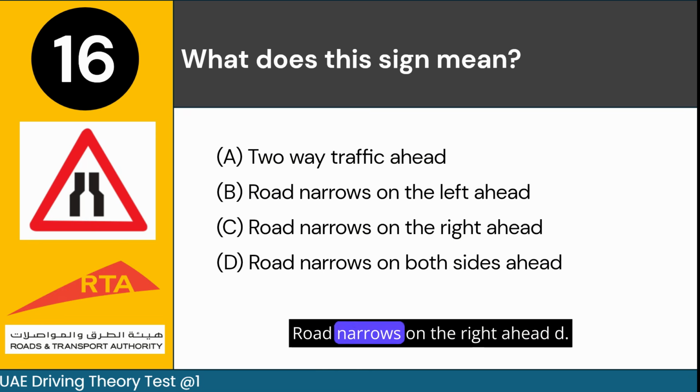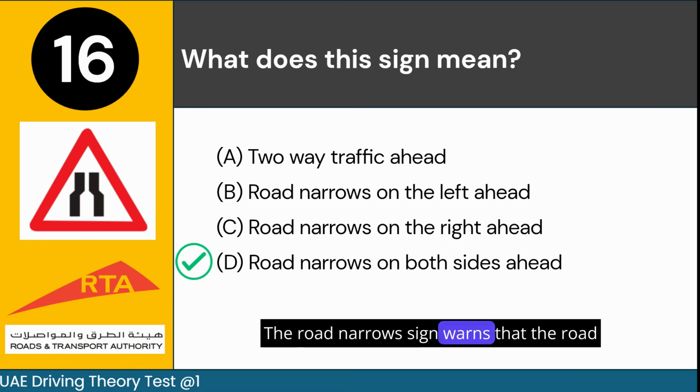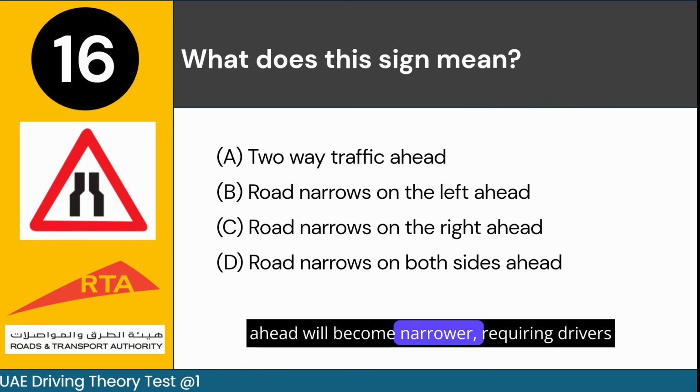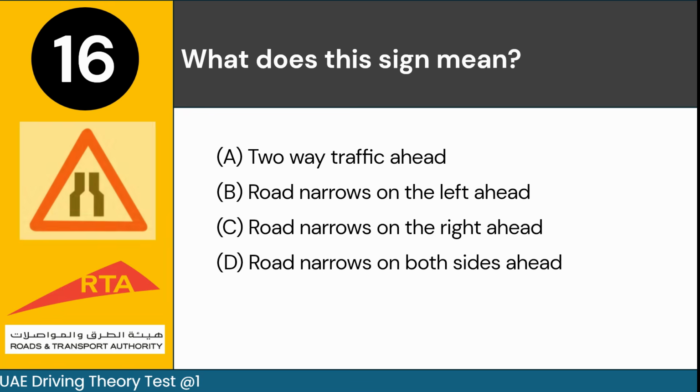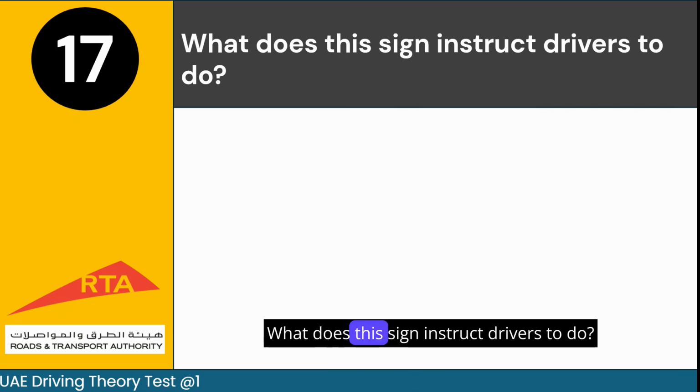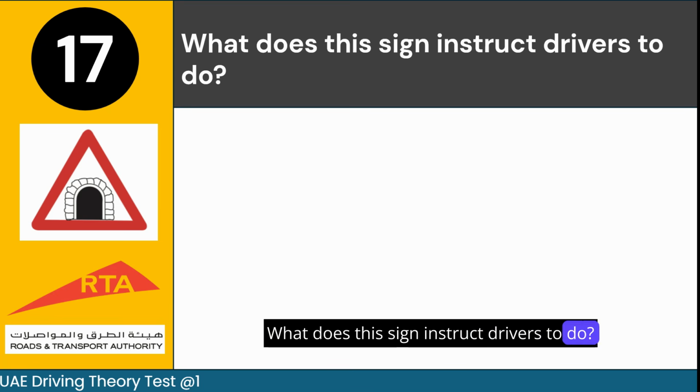C. Road narrows on the right ahead. D. Road narrows on both sides ahead. Answer: D. The road narrows sign warns that the road ahead will become narrower, requiring drivers to reduce speed and proceed cautiously. What does this sign instruct drivers to do?